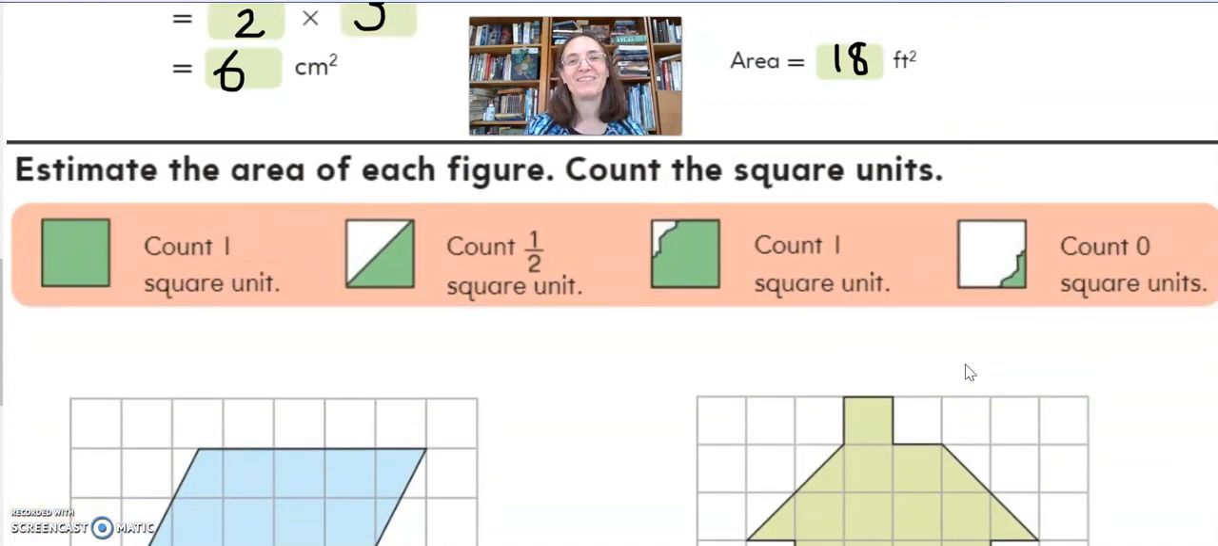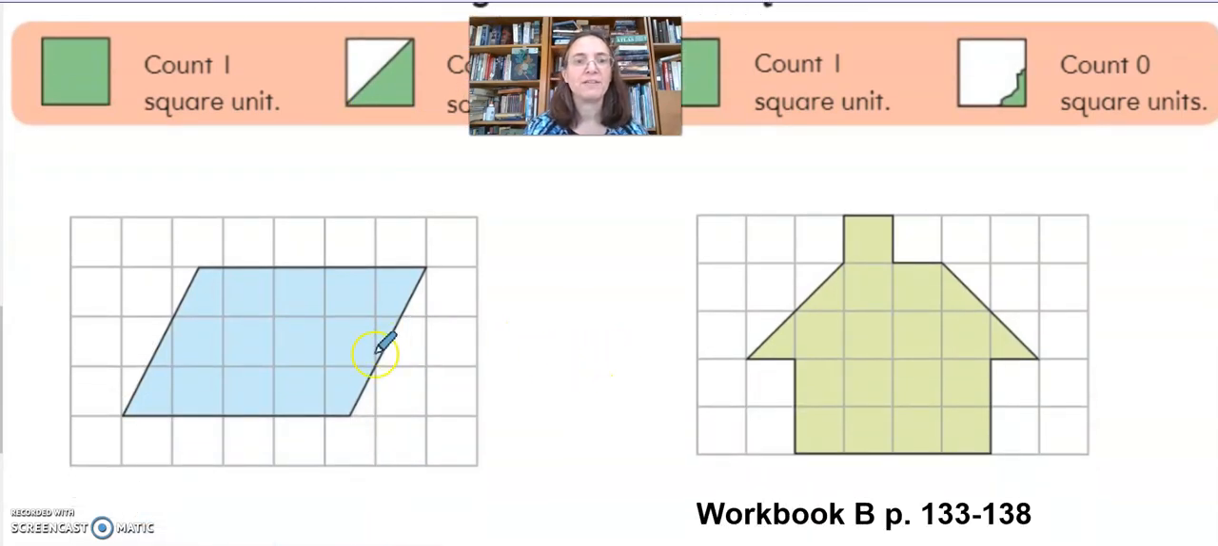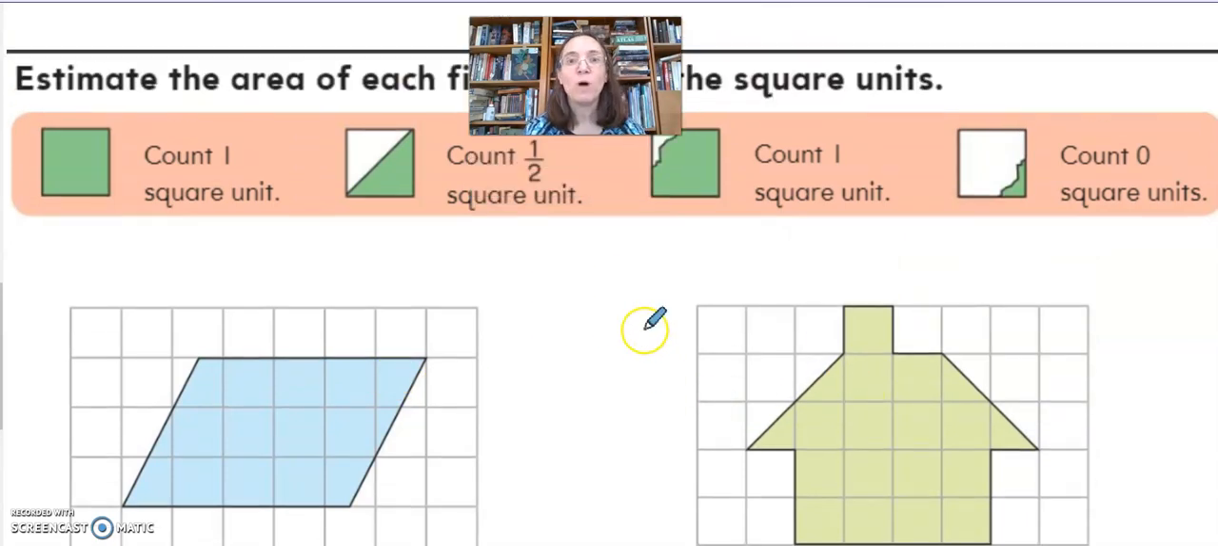Another fun thing we get to do here in this unit is to estimate area for things that are not exactly so. Now they're going to start off pretty simple. And let's look at these pictures down here. You can see that mostly these are lining up, but not 100%. So we have to be a little canny about this, a little wise. If it's all the way colored, we're going to count that as 1 square unit.